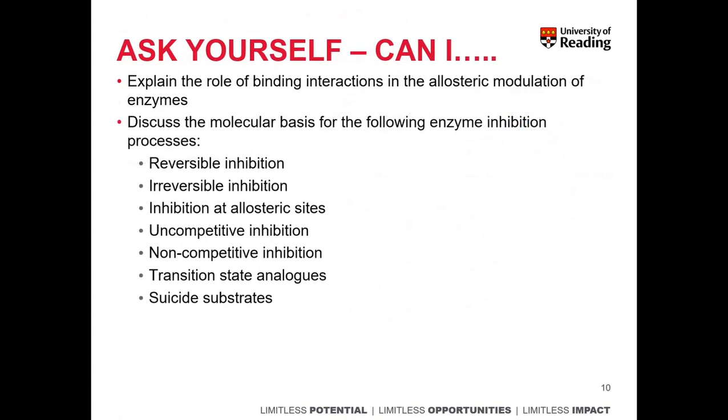Now this brings us to the end of the section on enzymatic inhibition, and so you should be able to explain the role of binding interactions in the allosteric modulation of enzymes, and you should also be able to explain the molecular basis for a variety of enzyme inhibition processes. Now this includes reversible and irreversible inhibition, inhibition at allosteric sites, uncompetitive and non-competitive inhibition, transition state analogues, and the use of suicide substrates.